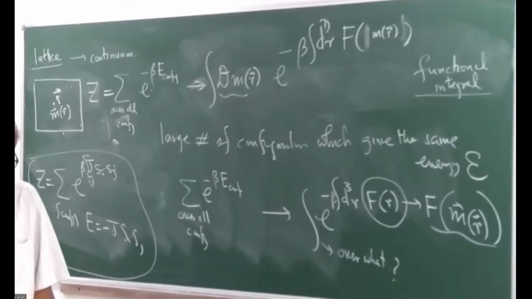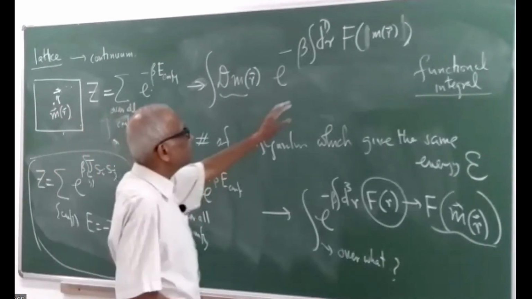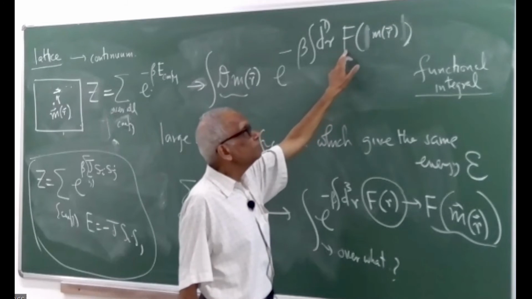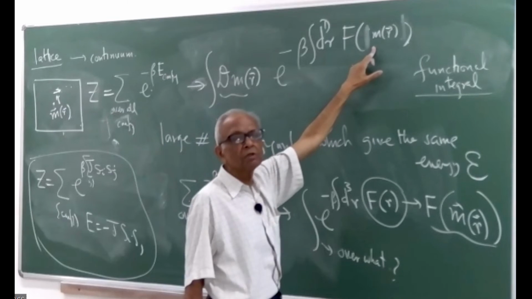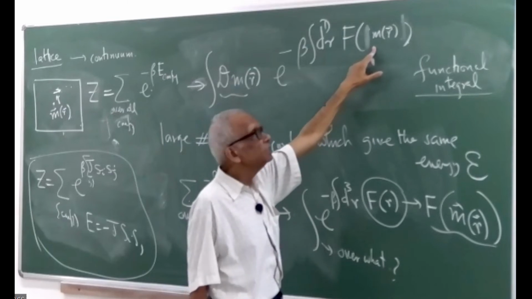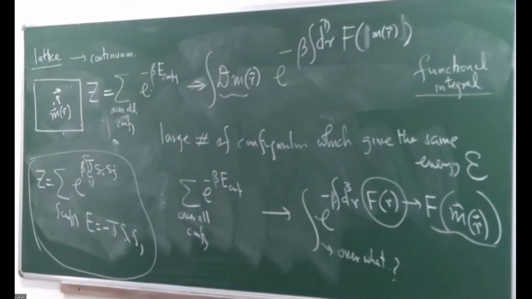What is that in the integral dM, M of r, e to the minus beta integral d r of f? Is that a local free energy? Yes, because for every M of r, the free energy will be a function of the magnetization. The magnetization is a local quantity, and therefore it is local. The free energy, yeah.